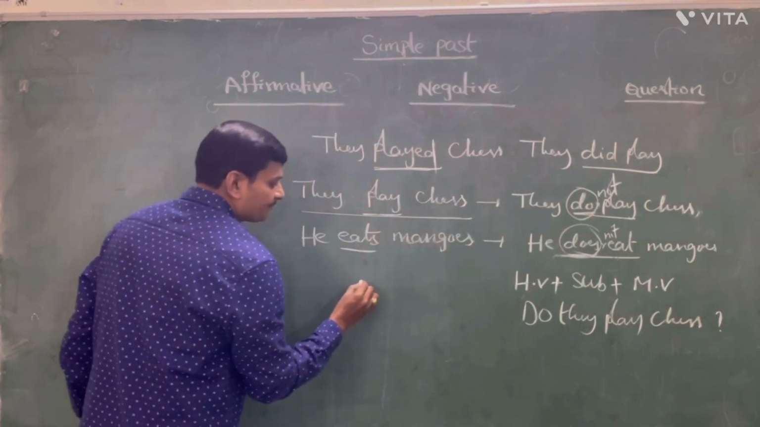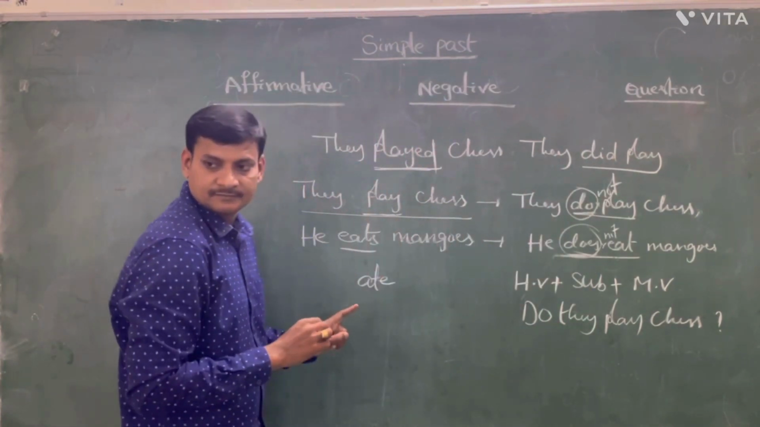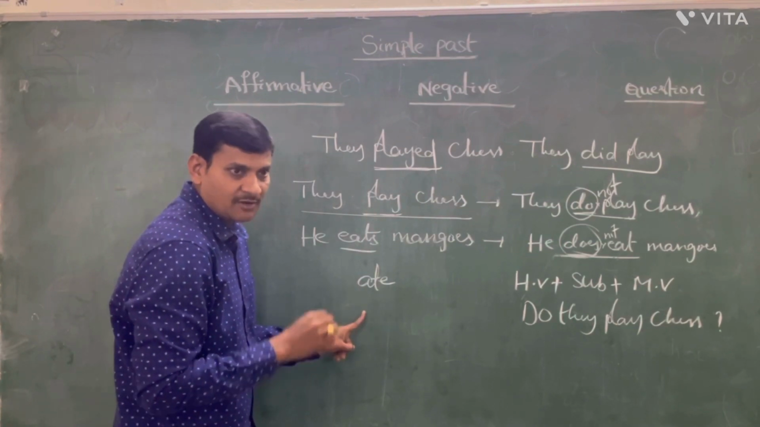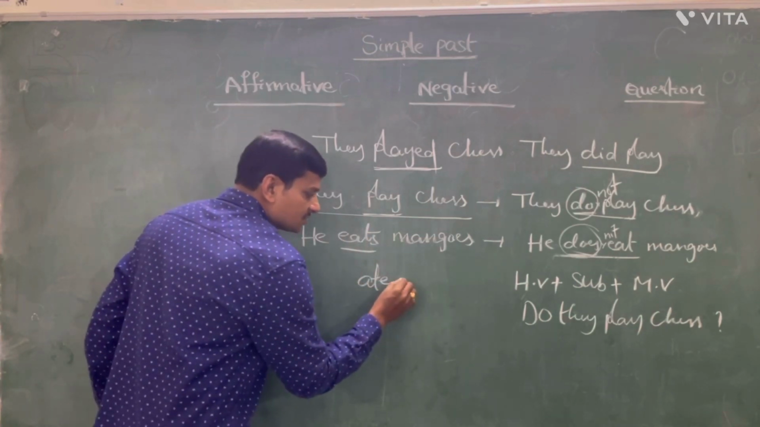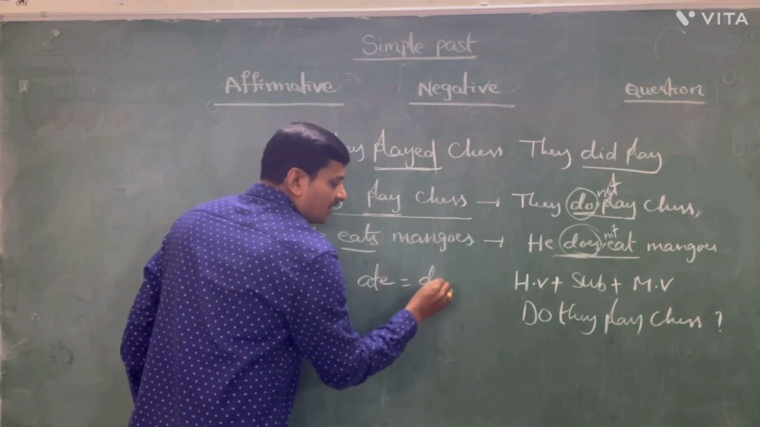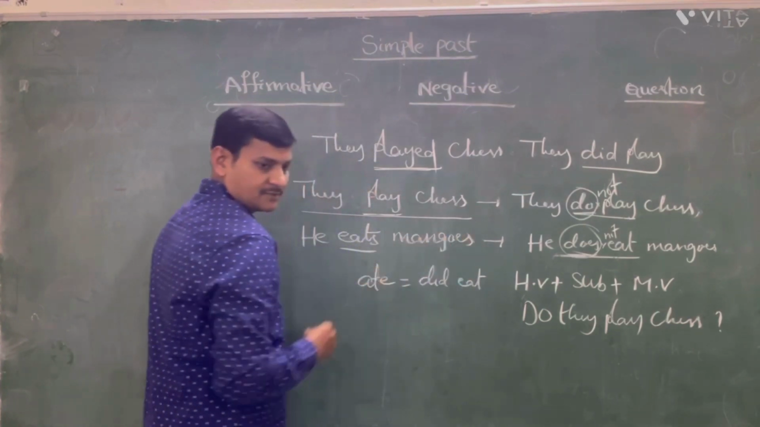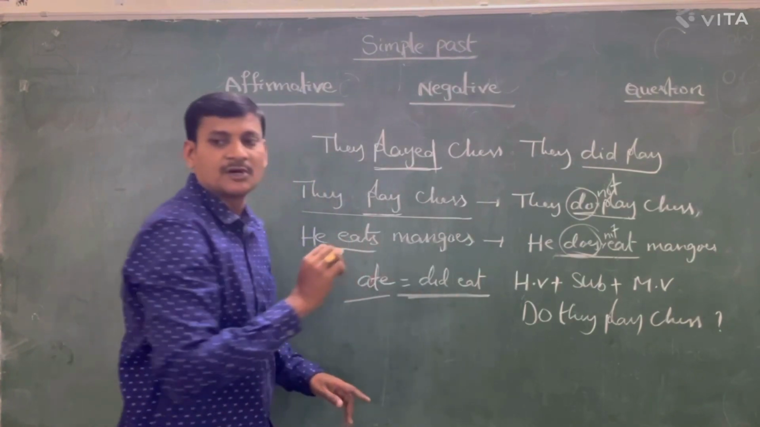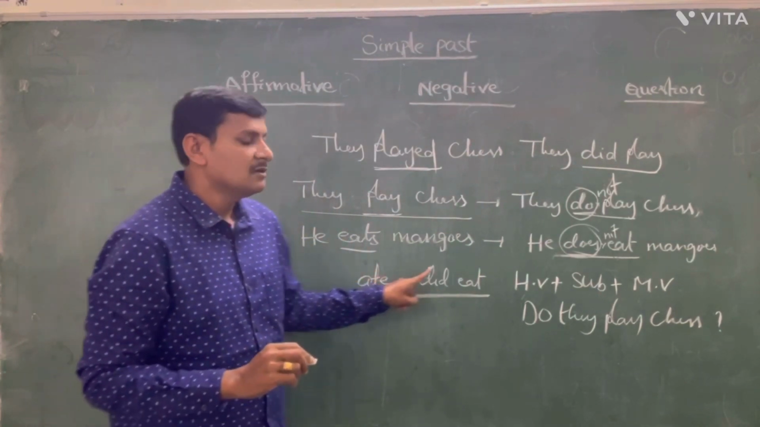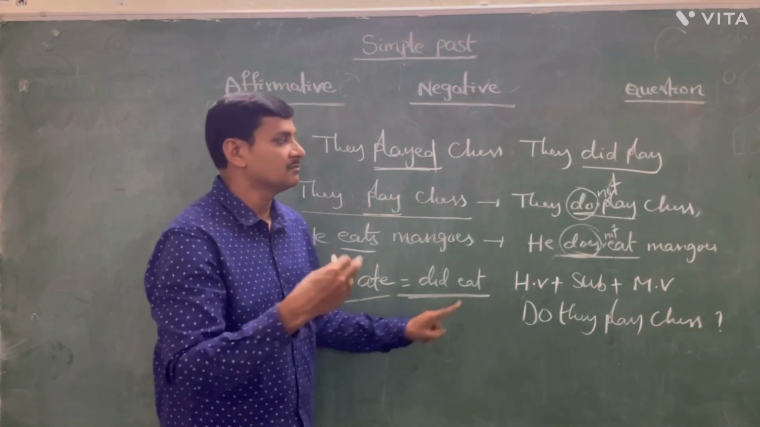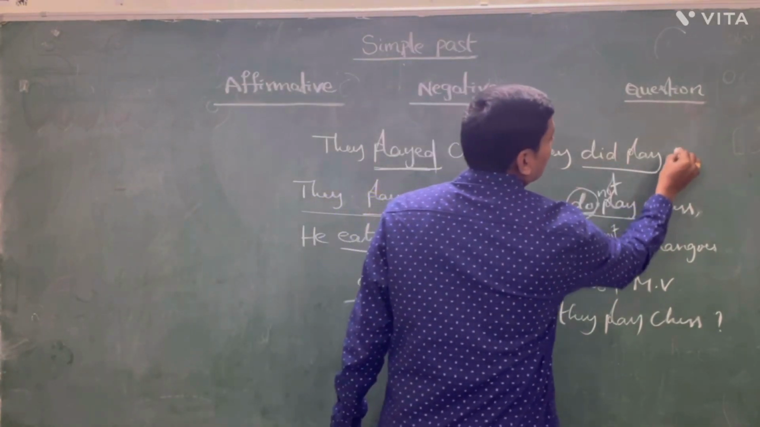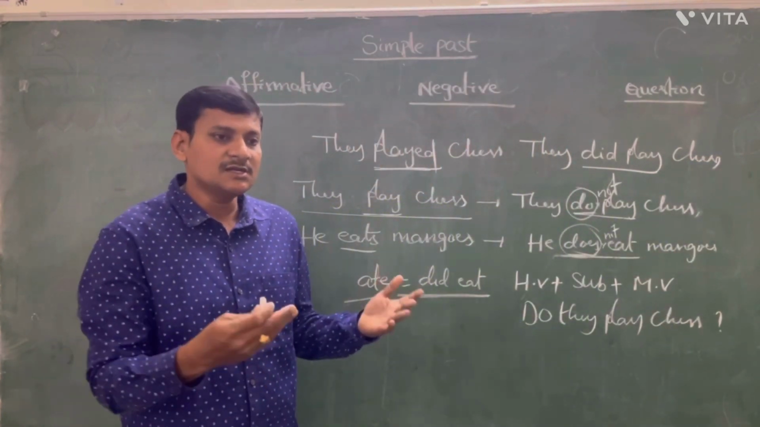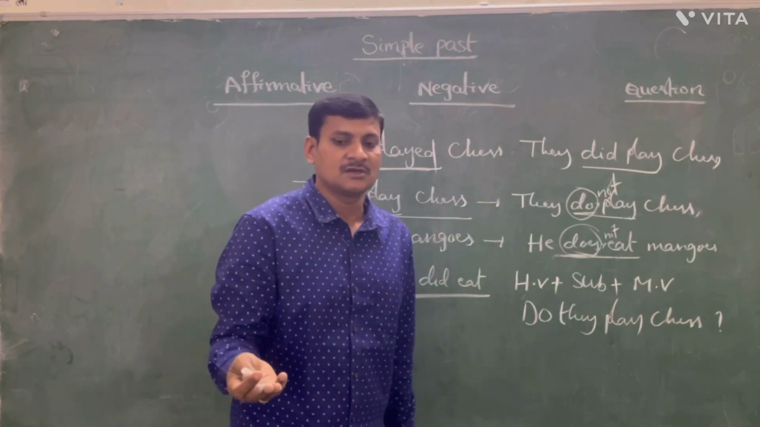One more example. Ate. Is it in first form or second form? Second form. Eat, ate, eaten. This is written as did eat. This is also simple past. This is without a helping verb. This is with a helping verb. Both are same. Okay. So they did play chess. Then the negative. They didn't play chess. Understood?